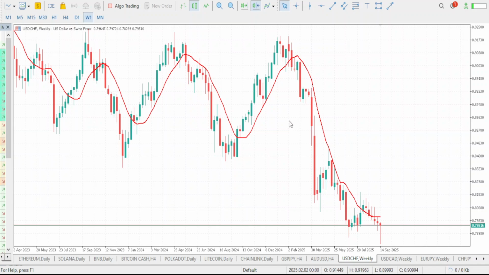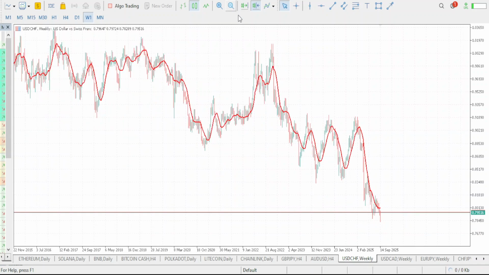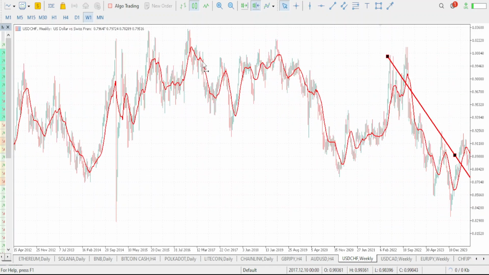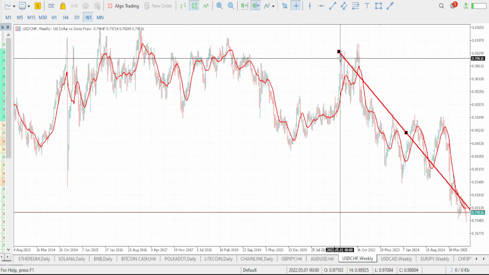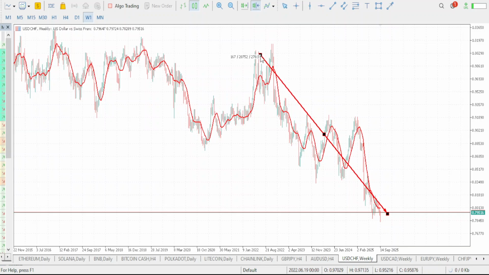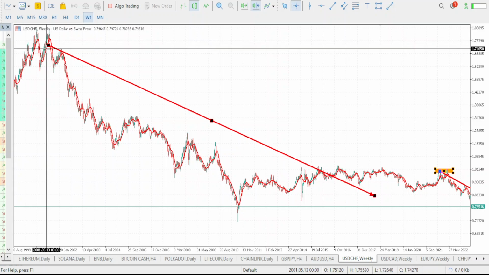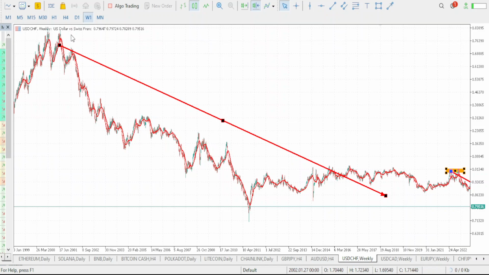So let's take a look at our USD Swiss franc. We would also want to know the trend on our USD Swiss franc. We clearly can see that our trend on USD Swiss franc is literally on a downtrend. So let's see. I think this movement started from here, 2022. So you can see from 2022, and even before that, if you zoom it out properly, since 2001, USD Swiss franc has just been dropping massively.